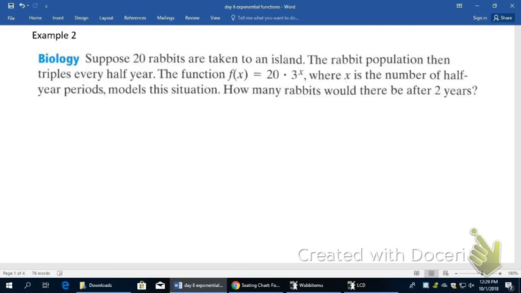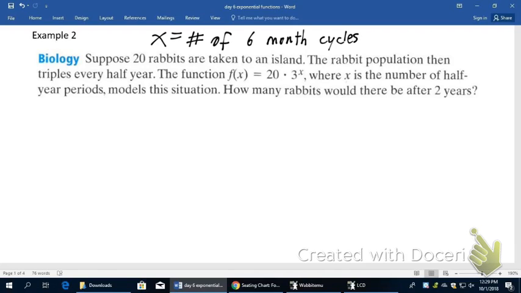So here's our first word problem dealing with this, and it is a population of rabbits in this case, because 20 rabbits was my initial population. 20 is my a value. They are tripling, so that's the reason why my base is 3 every 6 months. So x will be the number of 6-month cycles. And so it's not just time, it's how many cycles have passed. So I'm going to make a note for myself really quick that x is the number of 6-month cycles.